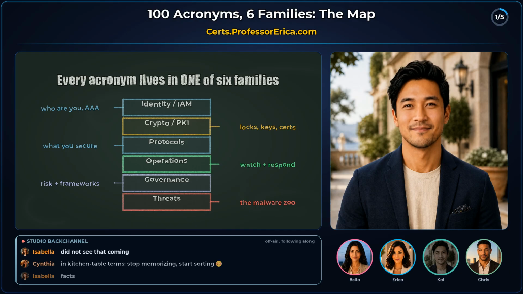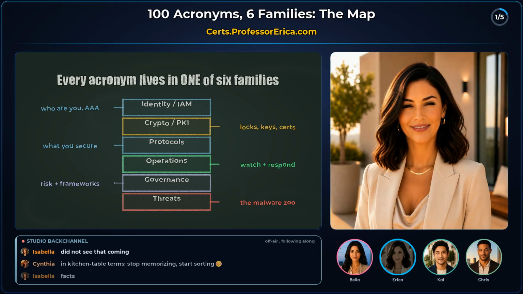You do not have to know what a term means to file it. The shape of the word tells you the family, and the family tells you what kind of answer the question wants. And that is the real exam skill hiding underneath all of this.